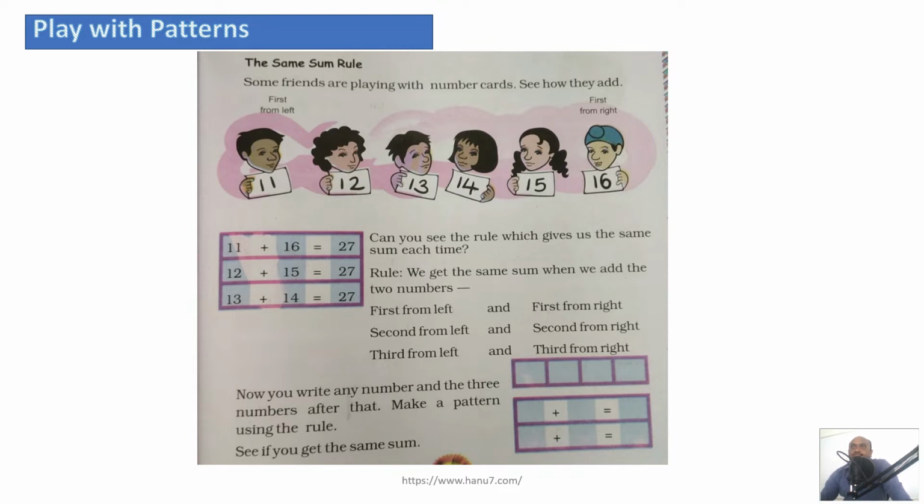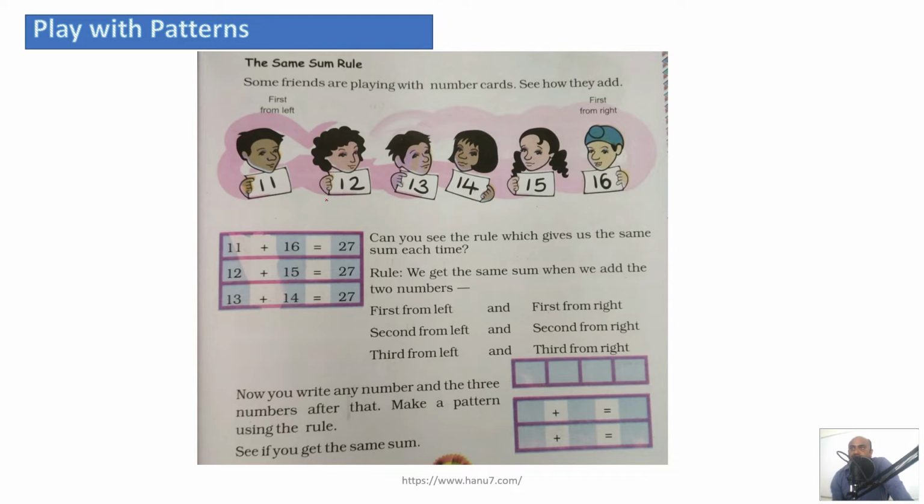The same rule is the heading. Some friends are playing with number cards. See how they add. 11 plus 16: 11 is with the first person and 16 is with the last person. The first person's number and the last person's number are added to get the sum 27.